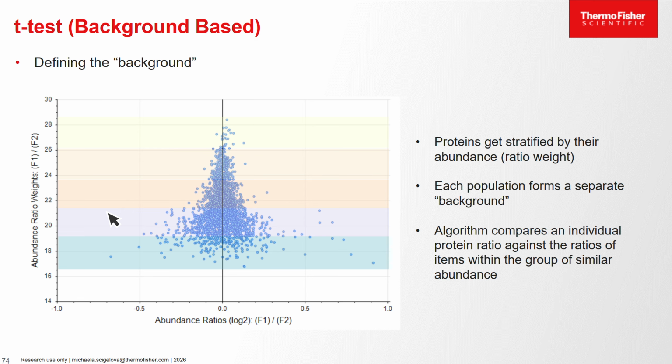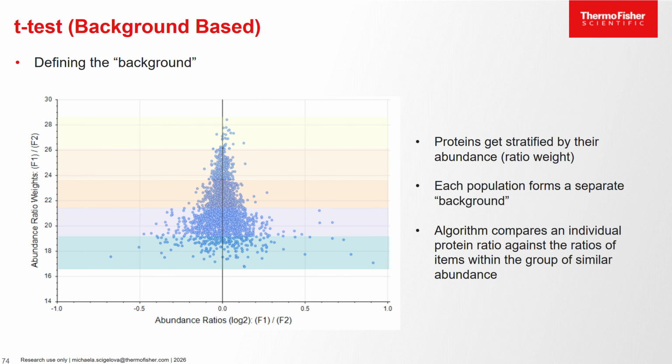Now what the software is doing in the background, it slices this distribution into subpopulations based on the abundance of the protein. So we have a small population on the top, which are very abundant proteins. They will usually have a very low confidence interval. They will be very tight, very reliable data. But the lower you go in abundance, the poorer the quality of the data is. The higher the confidence interval will have to be when we are then calculating the statistical significance.